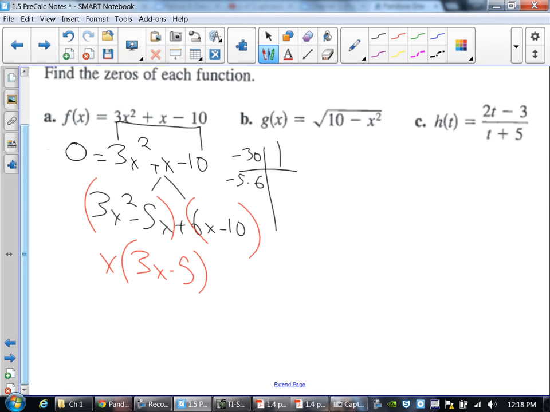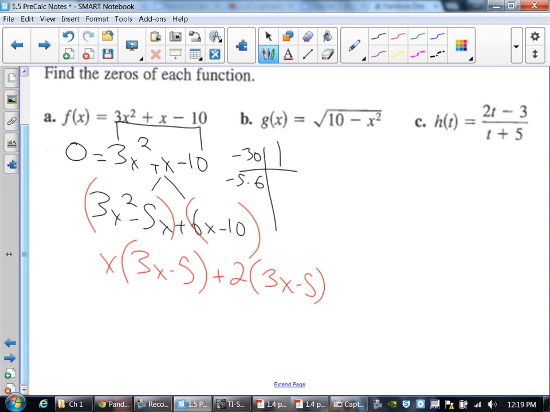What's the GCF of 6x and 10? 2. And lo and behold, you're left with the exact same thing in the parentheses, which is good because that's what you want to happen. By putting that negative first, if you've got them both, I don't have to worry about factoring out a negative the second time around. That's the only reason why I do it that way.